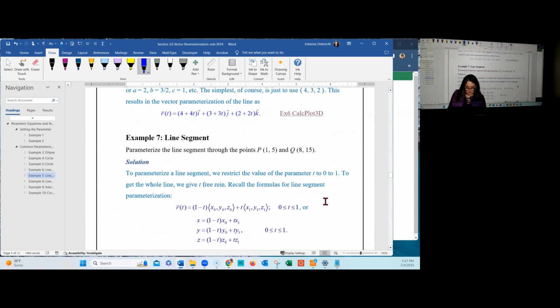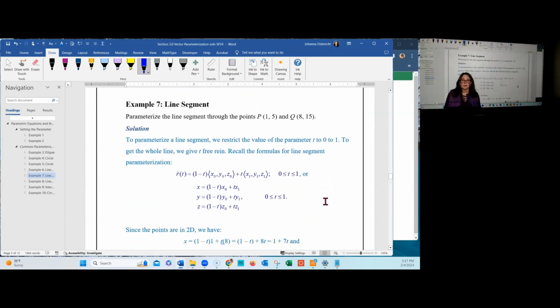Let's look at parameterizing a line segment. So not the whole line, but just part of the line between two particular points. So this time I want to plot the line segment through the points 1, 5 and 8, 15. To parameterize a line segment, we restrict the value of the parameter t to go between 0 and 1. To give the whole line, we would just let t be anything.